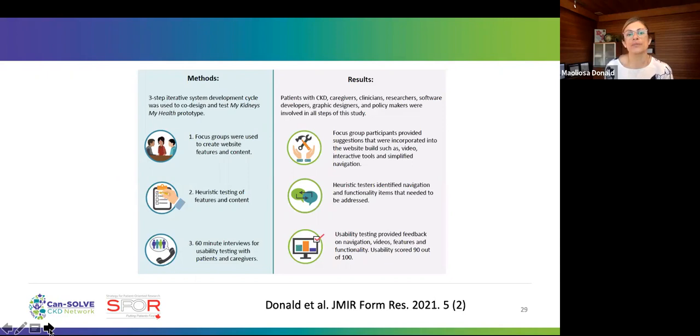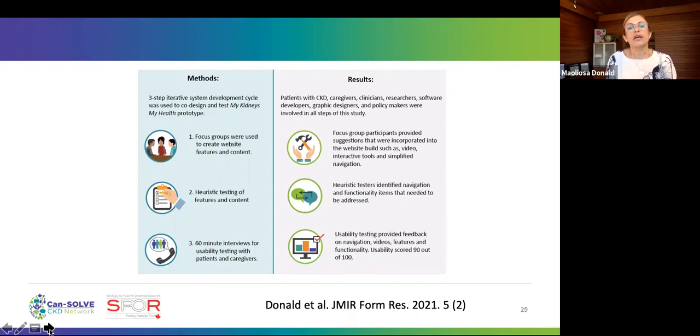We worked with our research team of 18 colleagues from within Canada and also from Australia. And basically we teamed up with a technology software firm to build this website. And we considered three phases to the methodology in developing the website. The first part was focus groups used to create the website features and content. So basically we had to understand what topics, content and features patients and caregivers were looking for in a website for early stage chronic kidney disease.